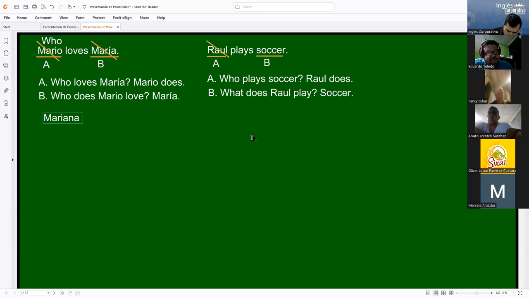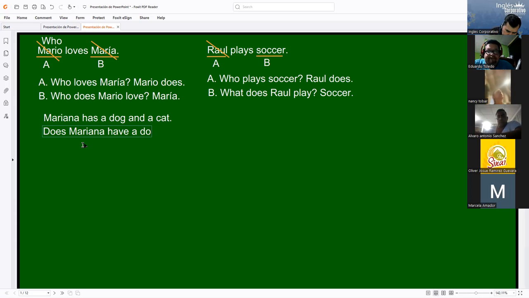Mariana has a dog and a cat. Okay, to make it a question, we use does, right? So we say, does Mariana have, now it's not has, but we say have. Does Mariana have a dog and a cat? And the answer is yes, she does. Yes, she does.